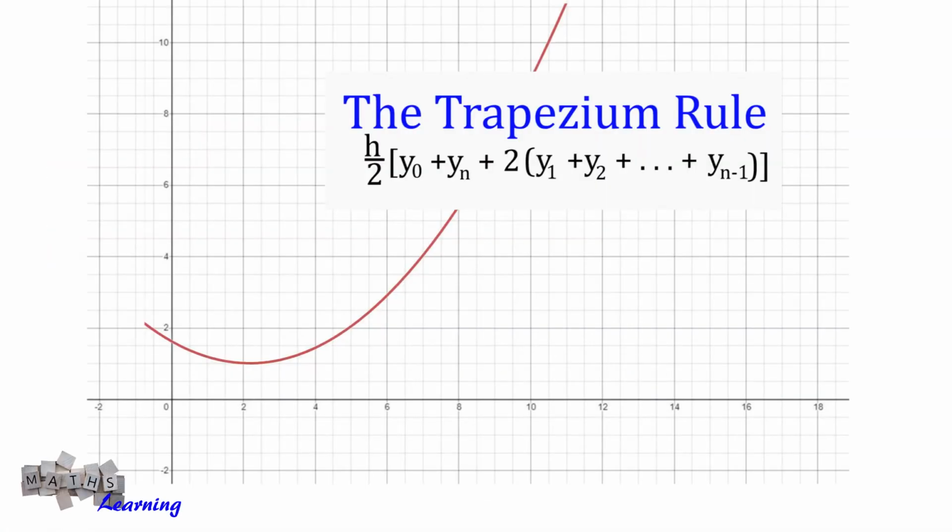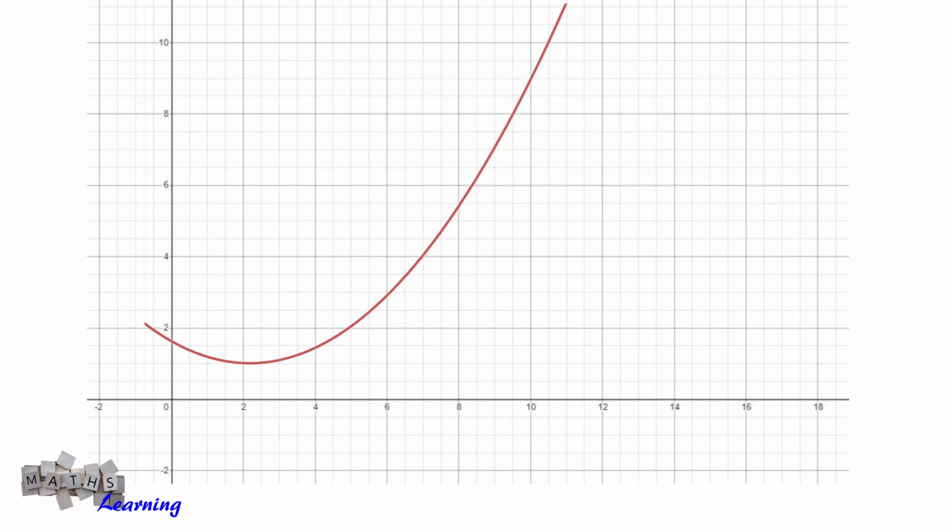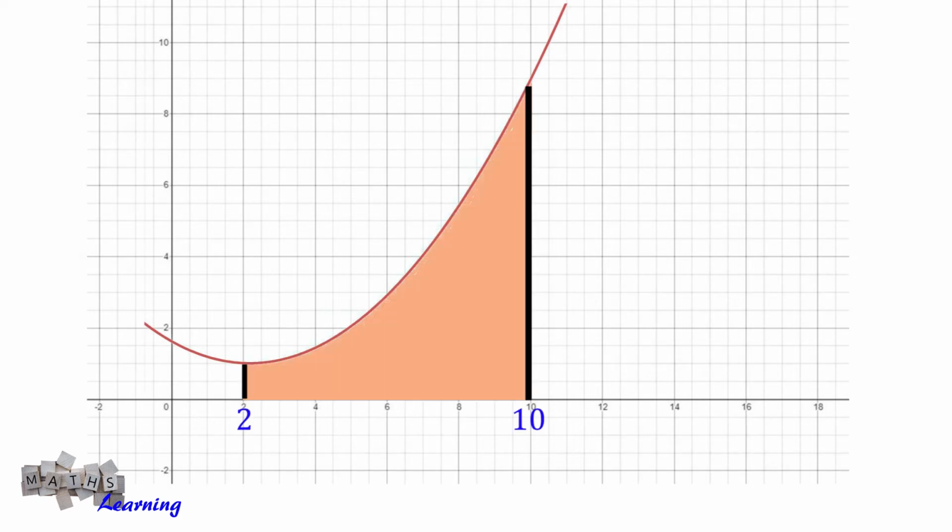In this video, we will look at the trapezium rule used for estimating the area under a graph. Suppose we had a graph like this, and suppose we wanted to find the area under the graph between the points x equals 2 and x equals 10. Usually we would use calculus to give an accurate answer, but sometimes with difficult equations it's more difficult or impossible to work out the integration, so it may be better to use the trapezium rule instead to give an estimate.